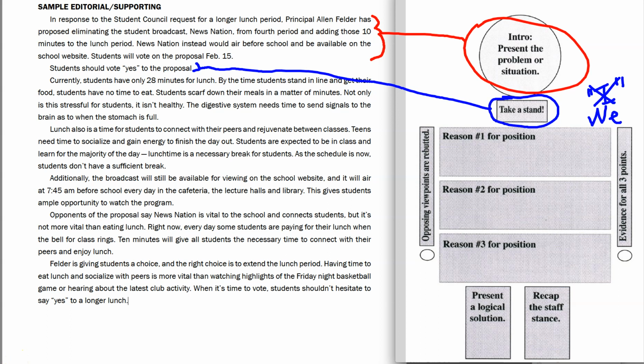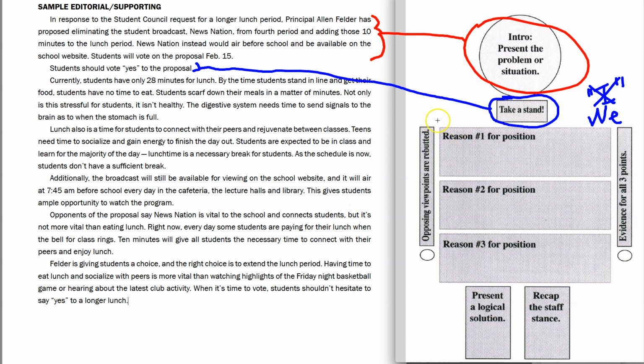Very simple, very clear. Don't get too complicated when you take a stand because you risk being misunderstood or not being clear. Very simple sentence. They say, students should vote yes to the proposal. Simple, clear, and clean. Don't get too crazy with your take a stance sentence. And the good news is for these UIL writings, there's not a right or wrong stance to take. It's just you either took a stance or you didn't.